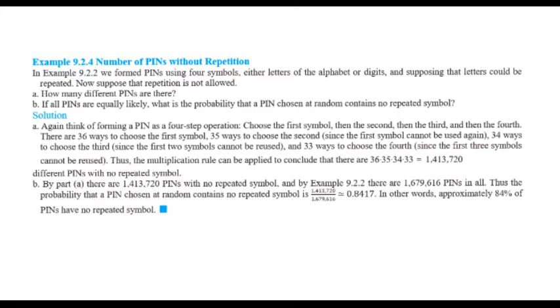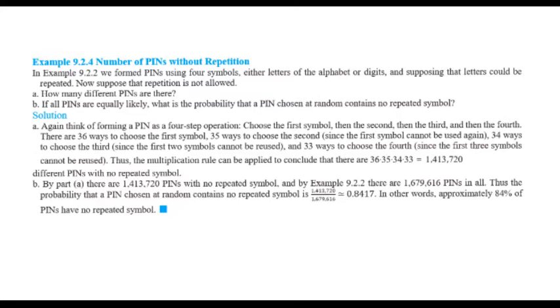So out of a pool of 36 different symbols, we cannot choose one of them because one of them is chosen for the first step and repetition is not allowed. So we have only 35 valid choices in the second step, and in the third step we have even less. We have 34 ways to choose the third one because the first two symbols cannot be reused, and the last step has 33 different ways to do it.